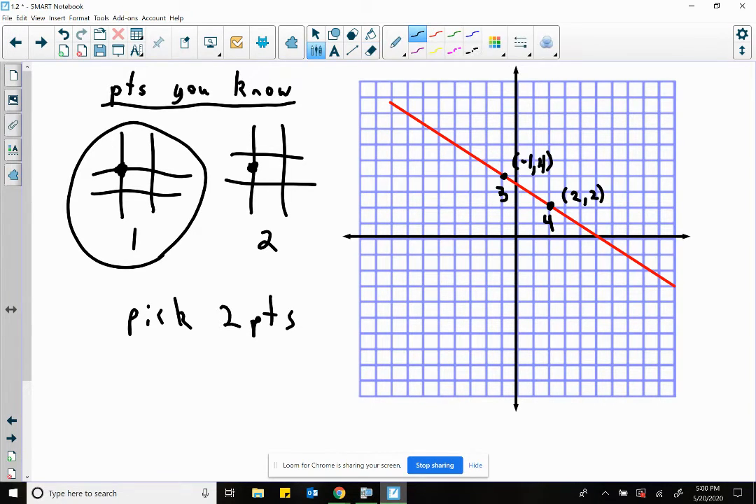So now you have 2 points. You've got -1, 4. You've got 2, 2. Since you have these 2 points and you know what they are, you can go right back to what we did right over here.